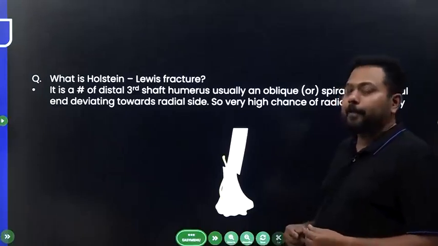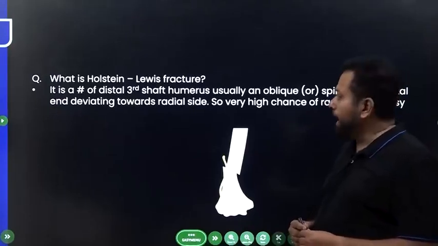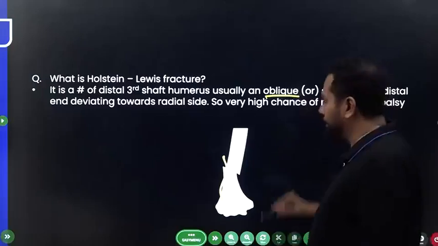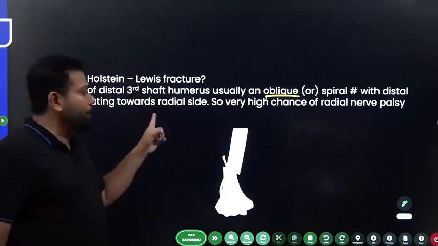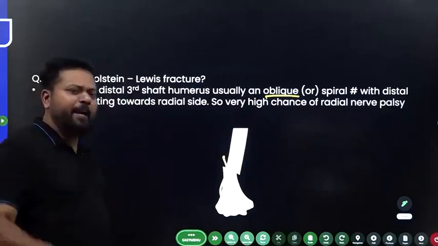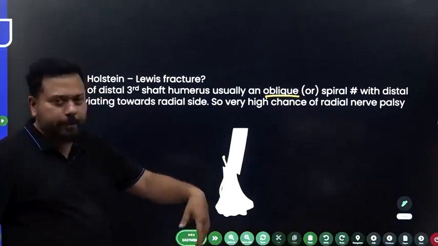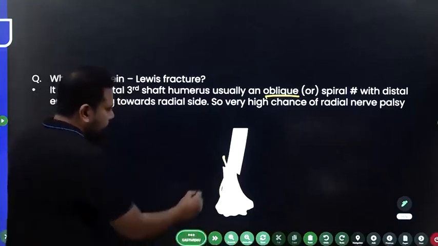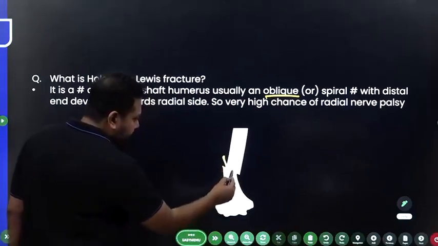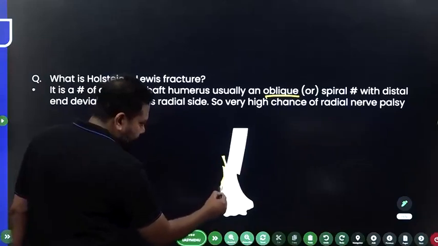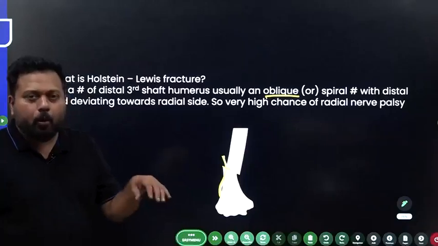Holstein-Lewis fracture, if it is a fracture in the distal third shaft of humerus, and usually an oblique or spiral type, with the distal end deviating towards the radial side, there is a very high chance this will damage the radial nerve, and it will present to you with radial nerve palsy, wrist drop. Look at the diagram. Distal third shaft of humerus fracture. The distal fragment is displaced radially, causing damage to the radial nerve, and will present to you with a wrist drop. So that is called Holstein-Lewis fracture.